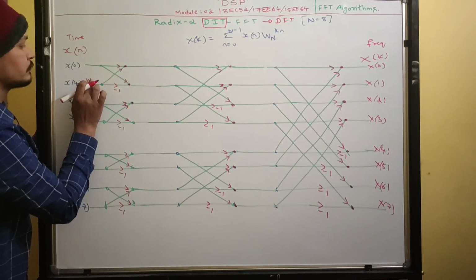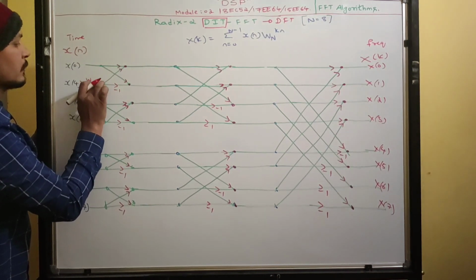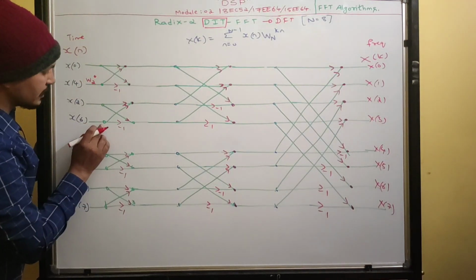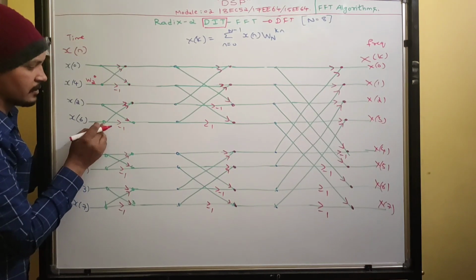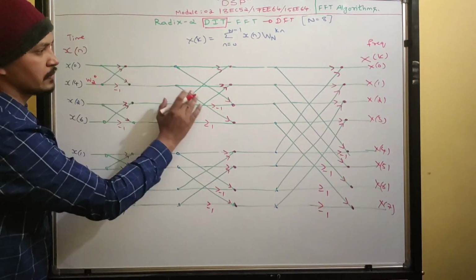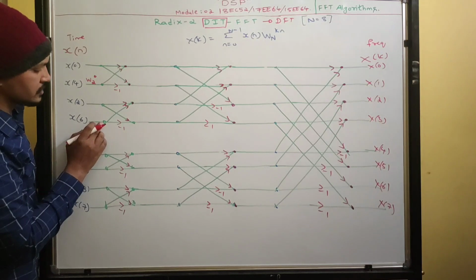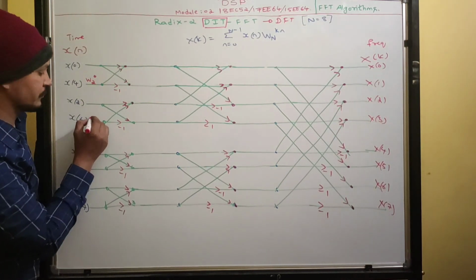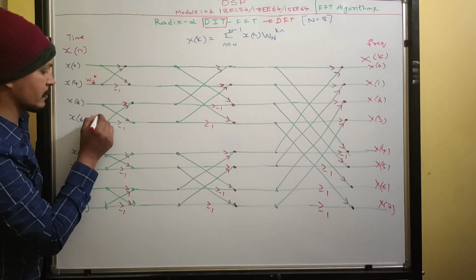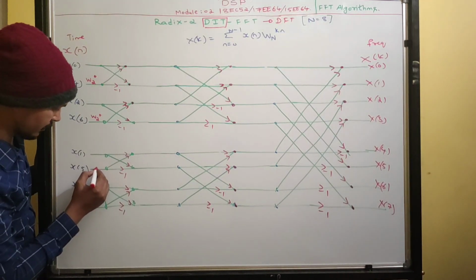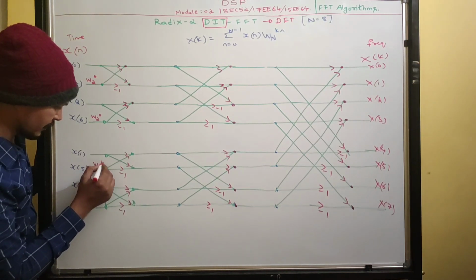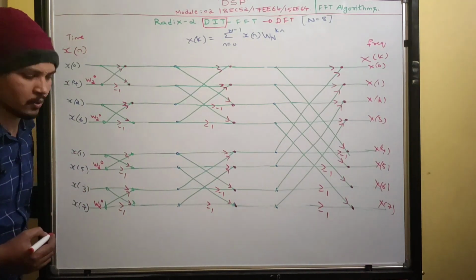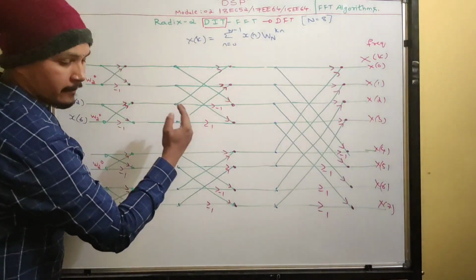Okay, W 2 power 0. Where should I write it? At the starting of the butterfly. This is called a butterfly: 2-point, 4-point, 8-point butterflies. So at the starting of the butterfly you should write it. Don't write here, write it only at -1. W 2 to the power of 0, and here W 2 to the power of 0, and here W 2 to the power of 0. Got it?